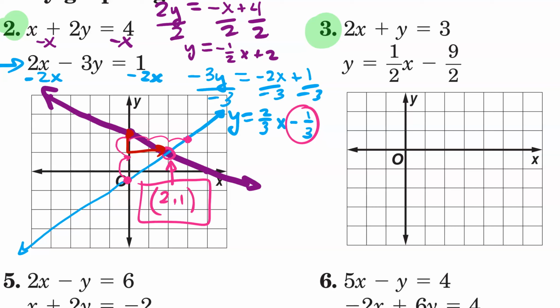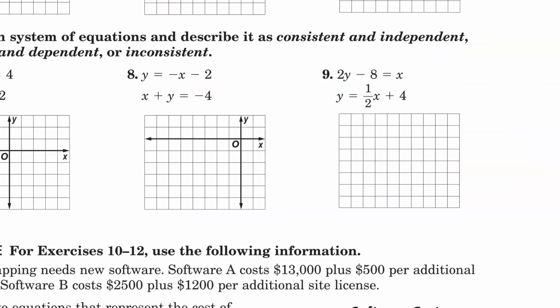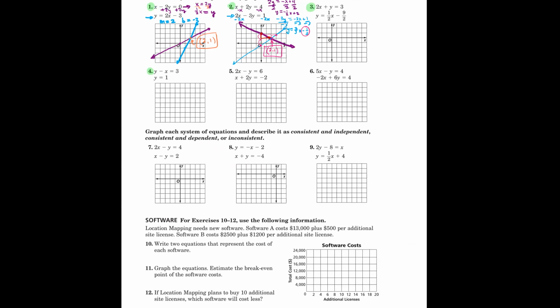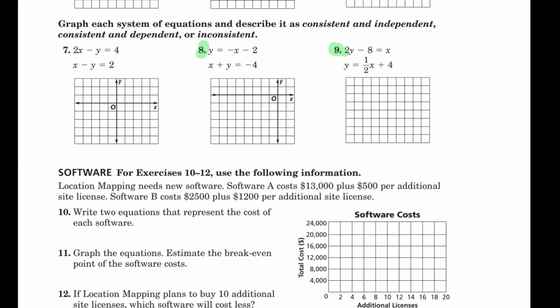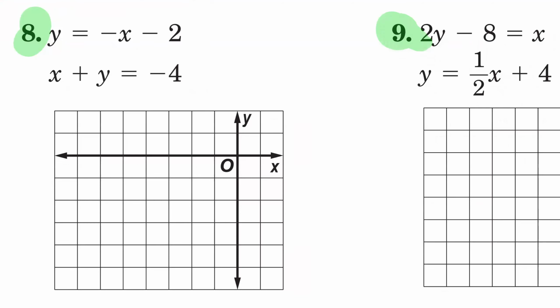Okay, let's try the second one. Actually, I'm going to have us do 8 and 9 instead. We're only going to graph the system. We're not doing the other stuff because we didn't do it in class. So we're only graphing the equation. I would like to graph number 8.